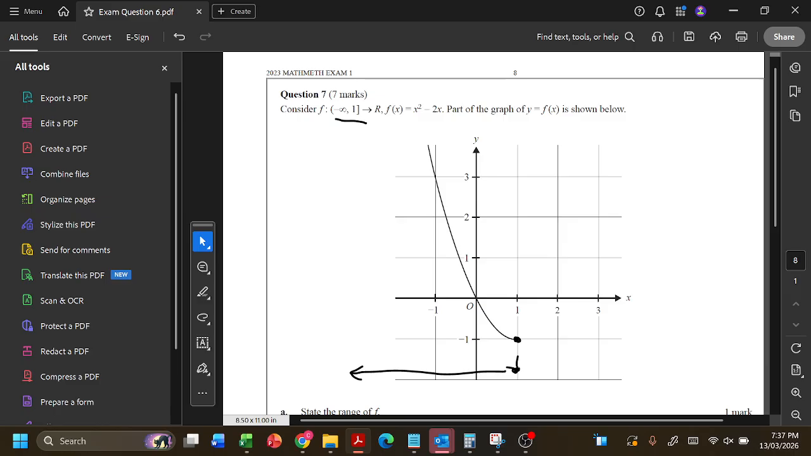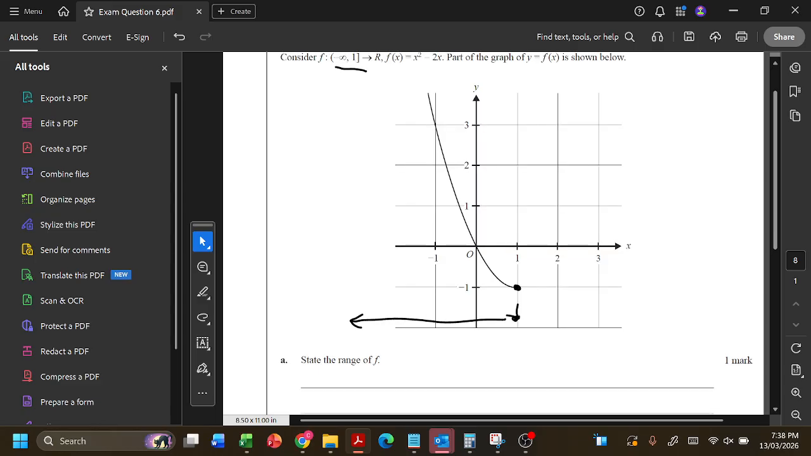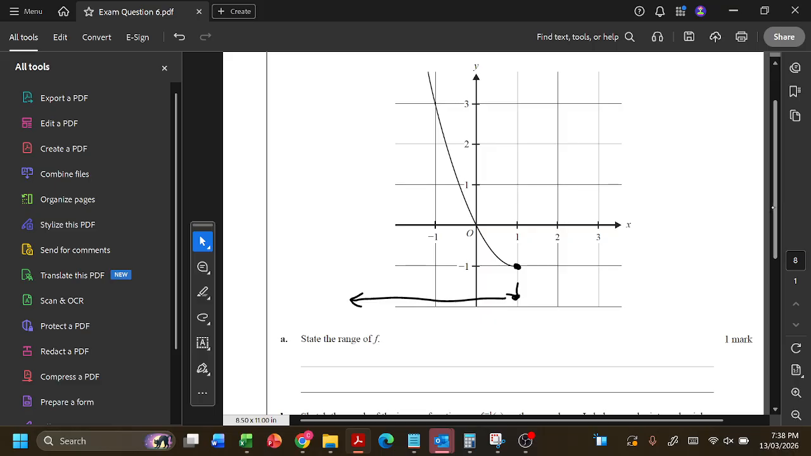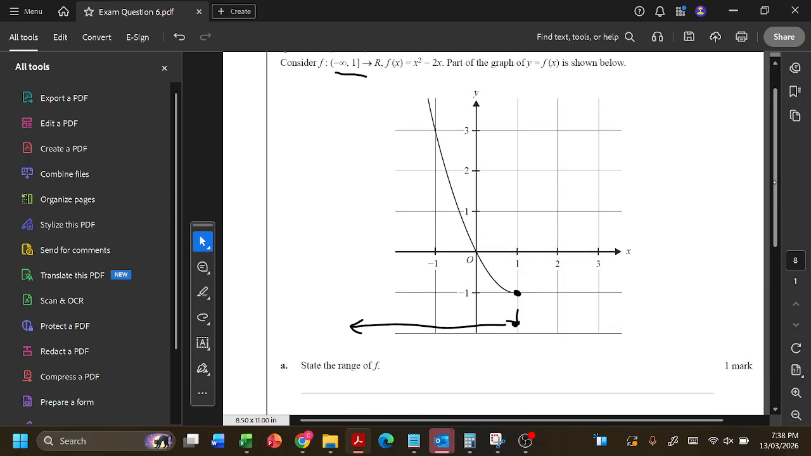And it says that the rule for this function is here, so it's x squared minus 2x. And this is part of the graph of y equals x, which has been shown on this graph here. So the first question from this requires us to state the range of f. And the range is basically the set of y values that this particular function can have. So if we have a look at this graph, the set of y values is going to be from here up to infinity. We can see they're the y values of this graph that have been included here. So for example, at the point when x is equal to 1, y is equal to negative 1, it's important to note that that's included in the range here.